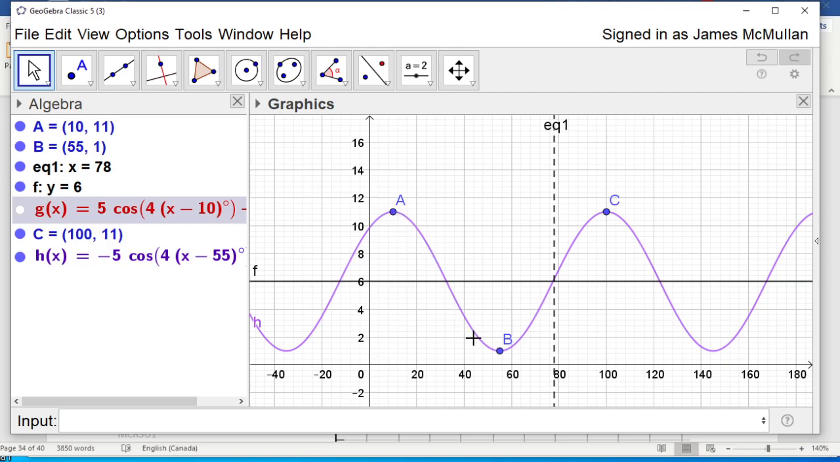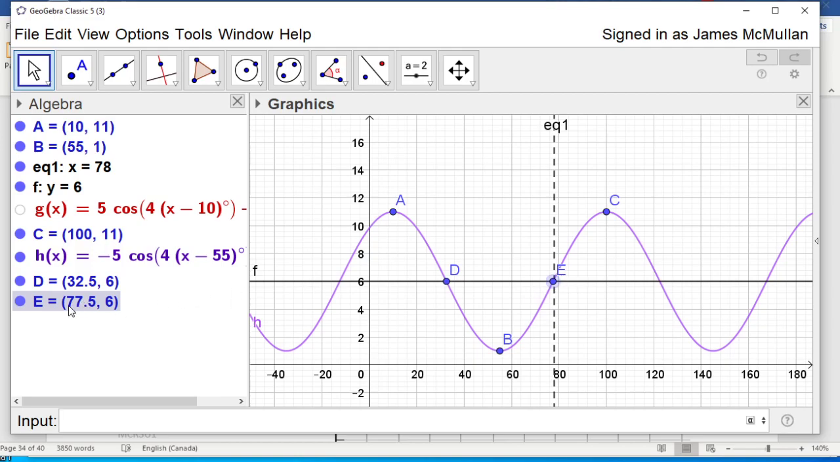But we could sort of fill in the gaps here. I guess we could. What would be halfway between 10 and 55? It would be 32.5, and 6 would be a point, and then half a period later would be 32.5 plus, no, sorry, plus half a period. And 6, right? That would be another point that you could sketch.